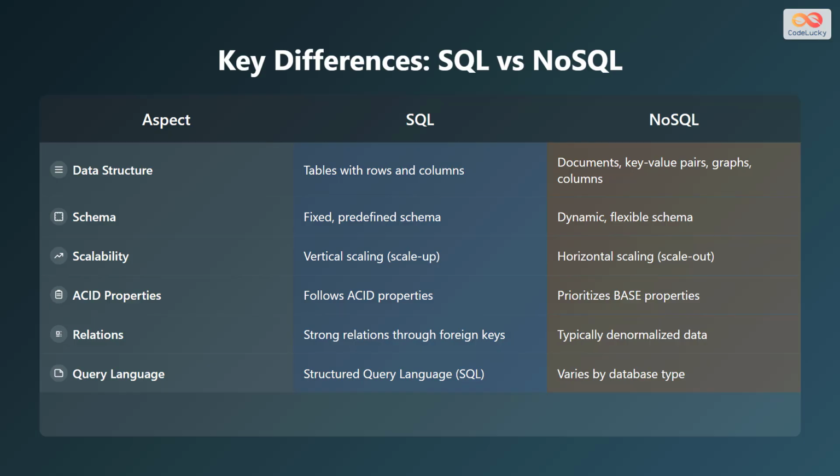Now let's explore the key differences between SQL and NoSQL databases. SQL databases use tables with rows and columns, while NoSQL databases use documents, key-value pairs, graphs, or columns. SQL databases require a fixed, predefined schema, whereas NoSQL databases offer a dynamic and flexible schema. SQL databases are typically scaled vertically by increasing the power of a single server, but NoSQL databases scale horizontally by adding more servers to the cluster. SQL databases follow ACID properties to ensure data integrity, while NoSQL databases prioritize BASE properties for better scalability.